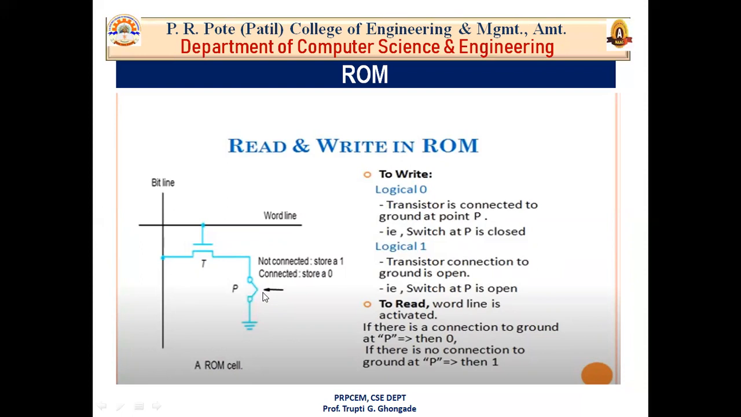Now if you want to write logical 0 to this cell, then there should be a connection between this transistor and the ground. This is ground. So that means the switch should be closed. When this switch is closed, the bit line is connected to the ground. So basically, this cell will hold a value 0. And now if I need to write a 1, then there should not be any connection between the transistor and the ground.